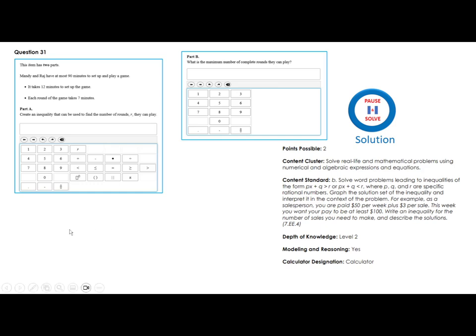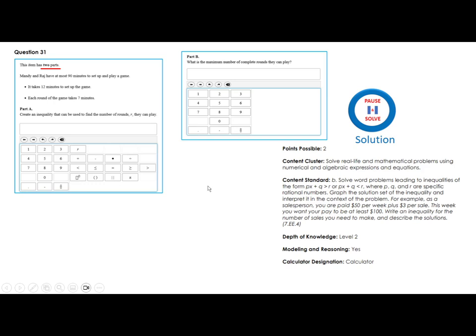This item has 2 parts. Mandy and Raj have at most 90 minutes to set up and play a game. It takes 12 minutes to set up the game. Okay, that's 12 minutes to set up the game. Each round of the game takes 7 minutes. Each round, 7 minutes. Create an inequality that can be used to find the number of rounds they can play.